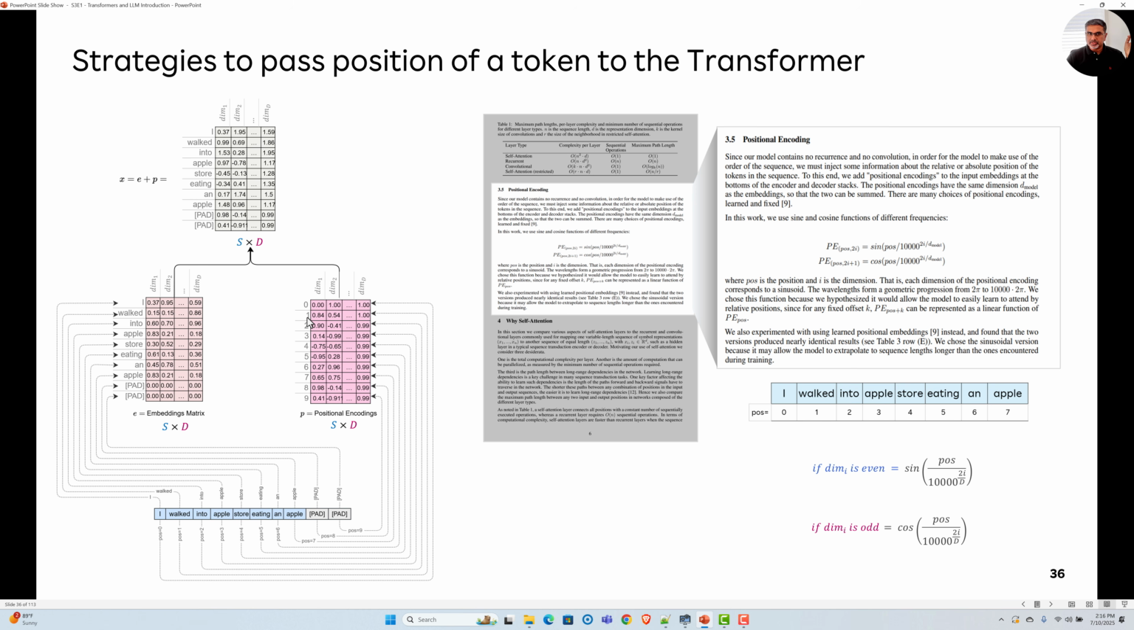Then you get to the next position, which is the next word, at position 1, and you do the same thing. So this is what they proposed. But how? I mean, how did they come up with something like this?